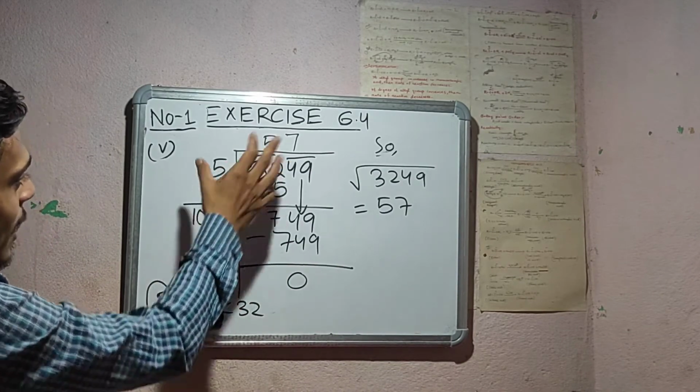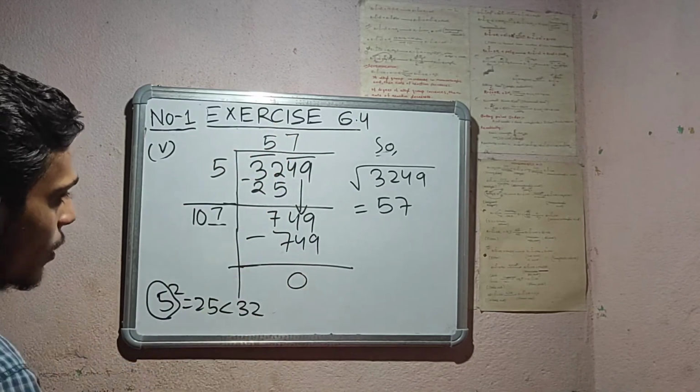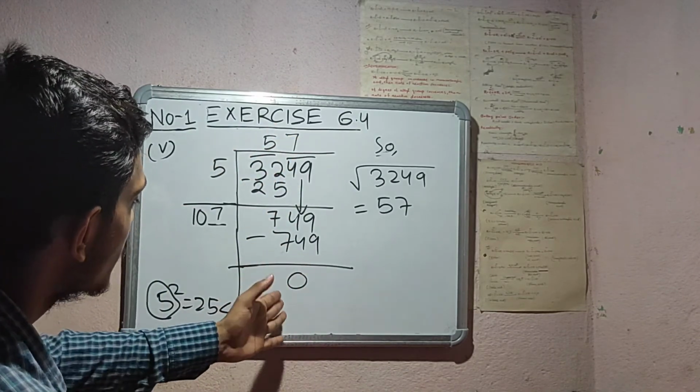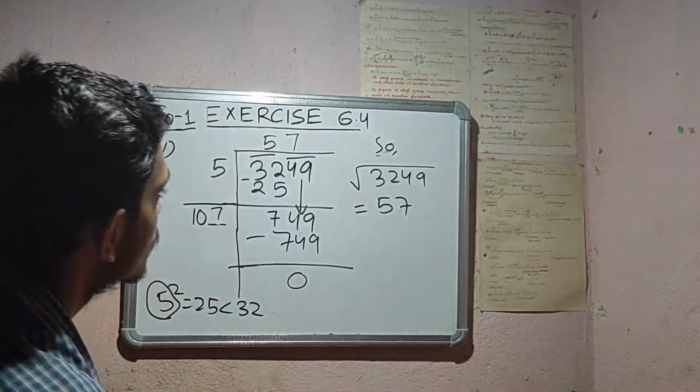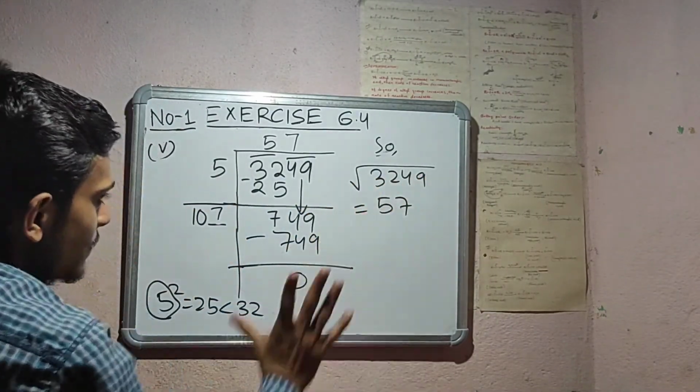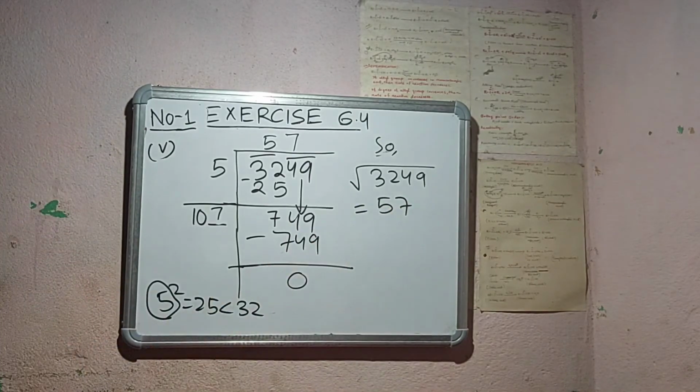I put the 7 and multiply. I got the same result. Okay, so my remainder will be 0. So after getting the remainder as 0, my quotient is the square root. So the square root of 3249 is 57. This will be the answer.